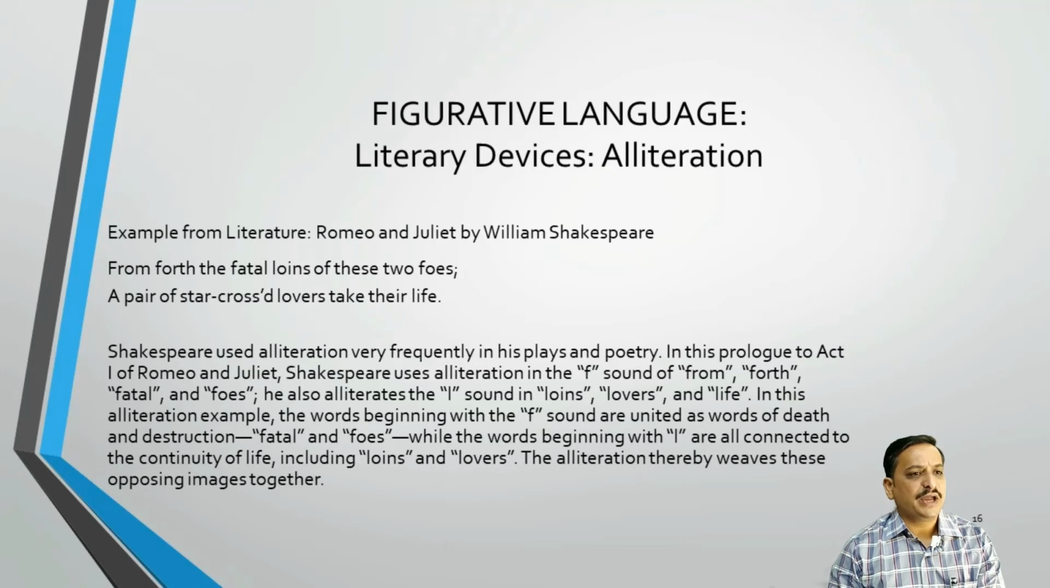In his prologue to Act 1 of Romeo and Juliet, Shakespeare uses alliteration of the F sound of from, forth, fatal and foes. He uses the L sound in loins, lovers and life. In this alliteration example, the words beginning with the F sound are united with words of death and destruction, fatal and foes, while the words beginning with the L are all connected to the continuity of life, including loins and lovers. The alliteration thereby weaves the opposing images together.